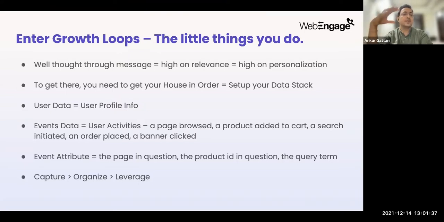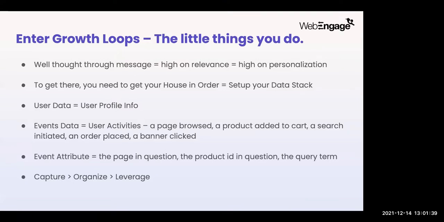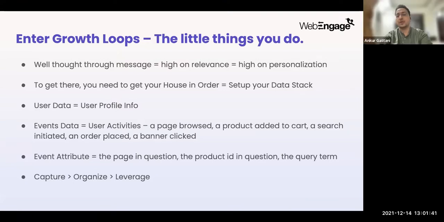So on the platform, when you configure all of these pieces, you will have the user data, which is everything that you know about the user, his PIN code, his city, his gender, all of those pieces of information that become part of user data. The events data is the activities that the user has done on your website, or your mobile application. So whatever is added to the cart, if he's clicked a particular banner, if he's browsed a particular page, all of that information becomes part of the events.